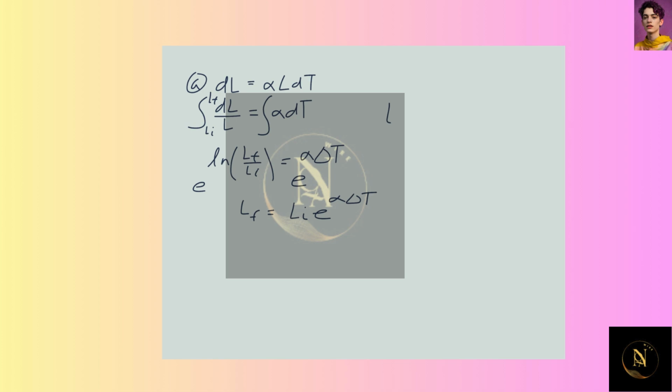Note that Li is just 1 meter, and delta T is 100 degrees Celsius, so this becomes e to the 100 alpha. Now, if you're worried about that constant you sometimes find when you integrate, if you add the constant in right here and then solve for it, well, delta T is 0, so LF is Li, so you should find the constant as 1 anyway. So our expression does make sense, it is correct.